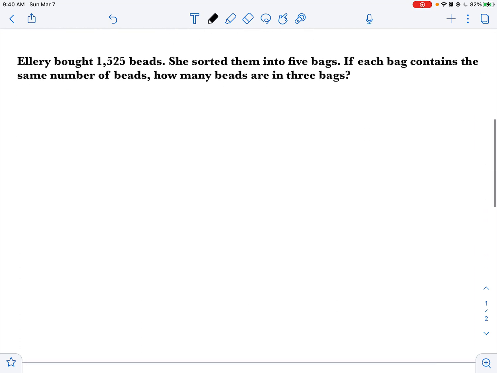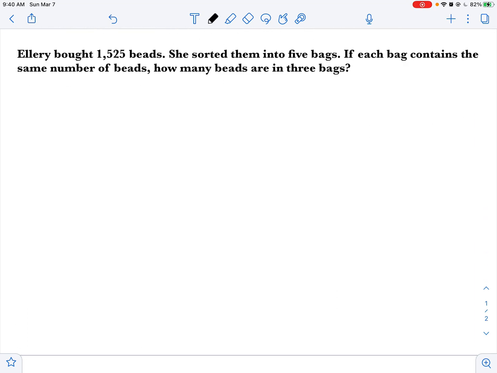Let's take a look at this next question. Ellery bought 1,525 beads. She sorted them into 5 bags. If each bag contains the same number of beads, how many beads are in 3 bags? So I want you to think about this word problem and ask yourself, is this a straightforward division problem? I've got 2 numbers, and they're asking me to divide it into equal groups. Or is this going to be a little more complex? Am I asked something a little bit different? Am I going to have to add something, subtract something, multiply something?